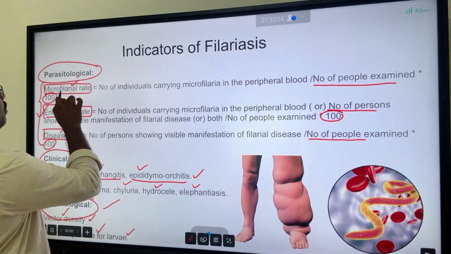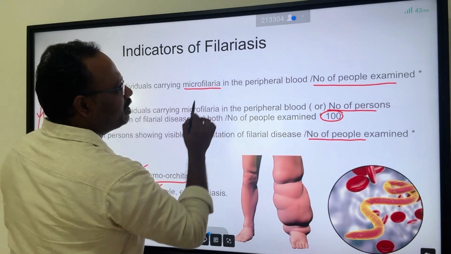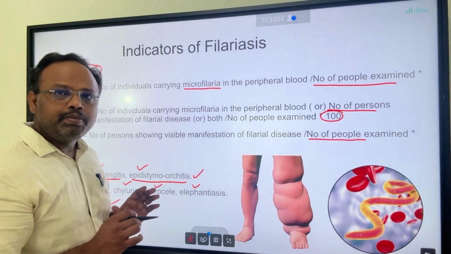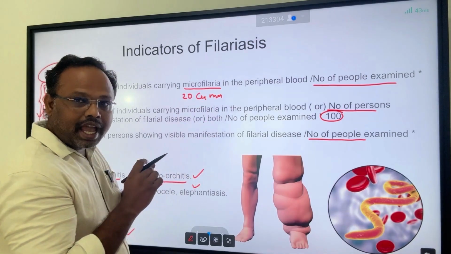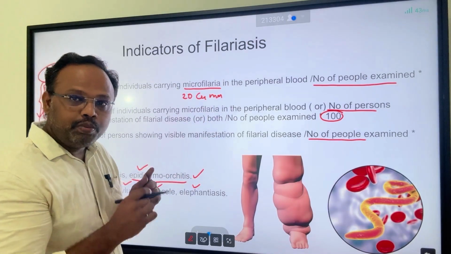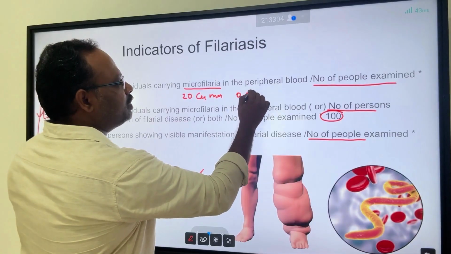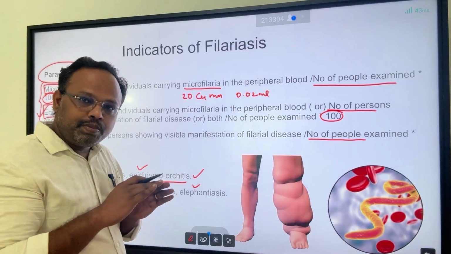So the numerator for microfilaria rate is the number of individuals carrying microfilaria in the peripheral blood. For this, we take 20 cubic millimeter of blood through a capillary prick, between 8:30 and 12 p.m., and that is approximately 0.02 ml. We take it and place it on a glass slide, and we make a thick smear out of it.